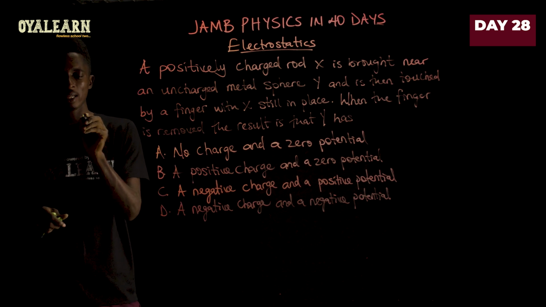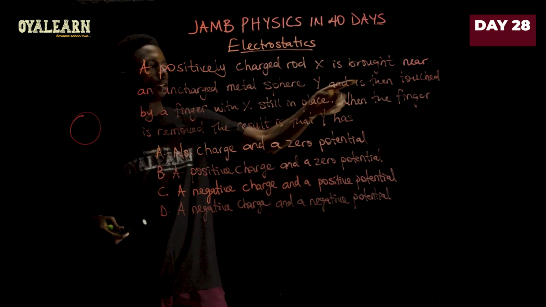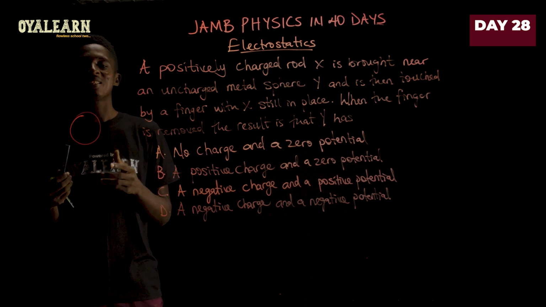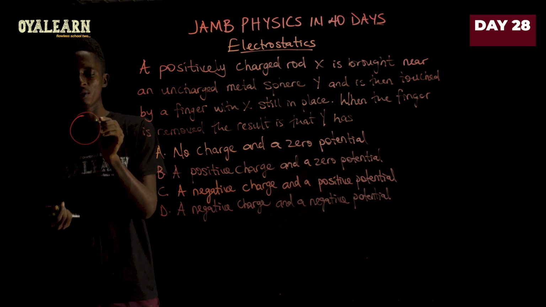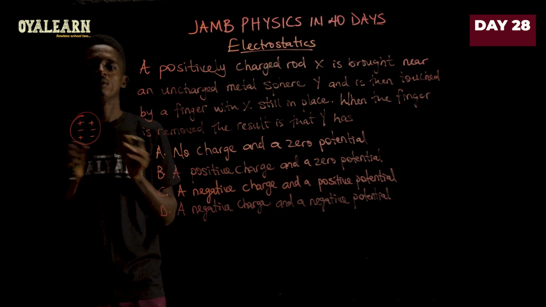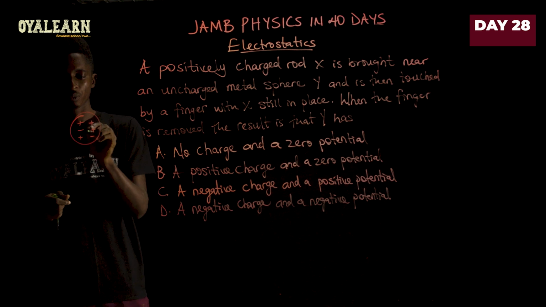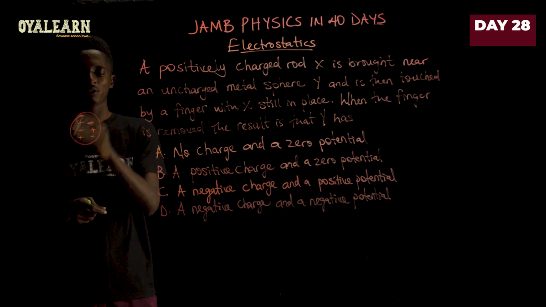So let's take this to be a metal sphere that is, according to the question, uncharged. Now, for it to be uncharged or neutrally charged, it means that the number of positive charges and negative charges are equal. So I'm just going to put a series of charges here: positive, negative, positive, negative, positive, negative. So it is now neutral. So now that it is neutrally charged, we have 3 positive charges, 3 negative charges.